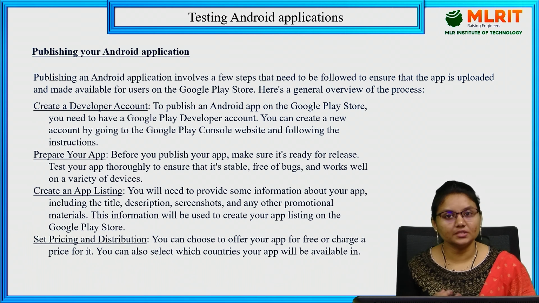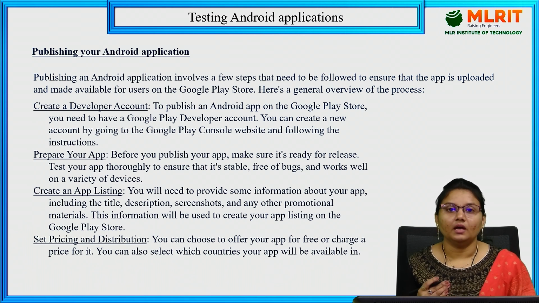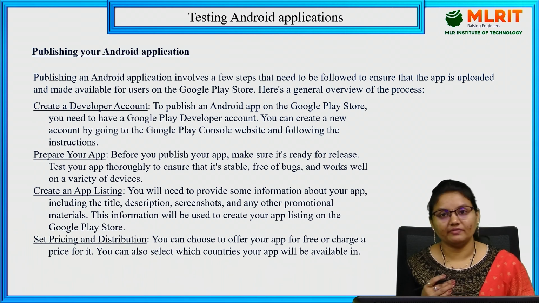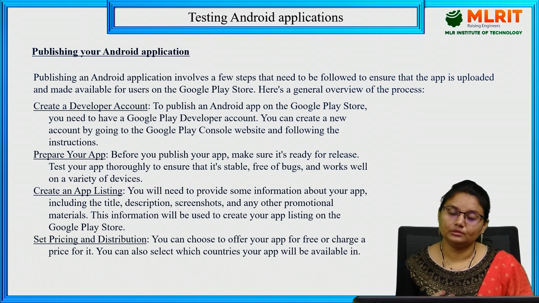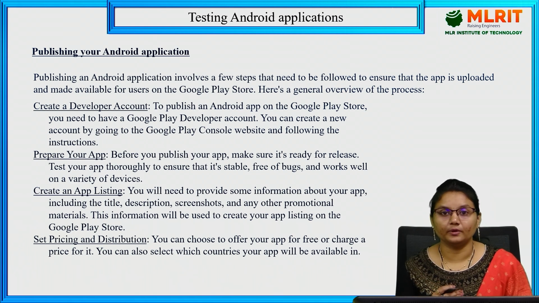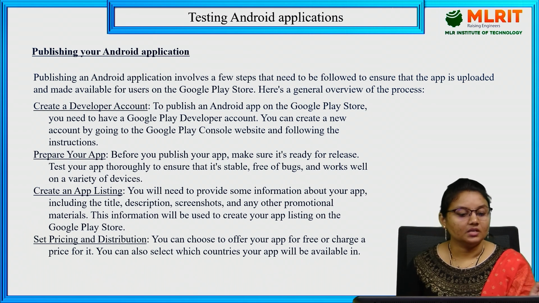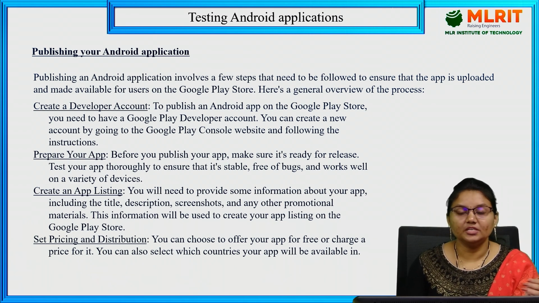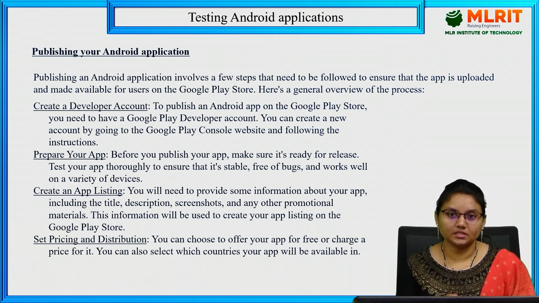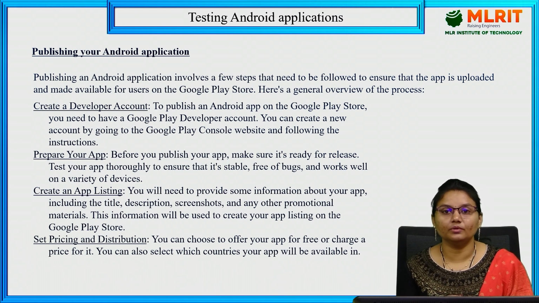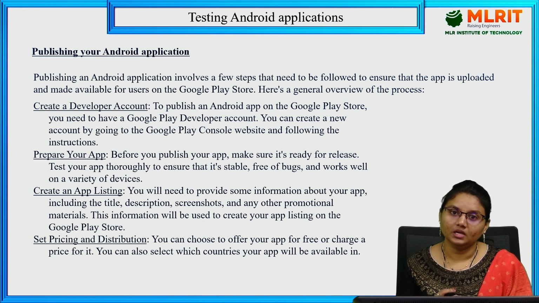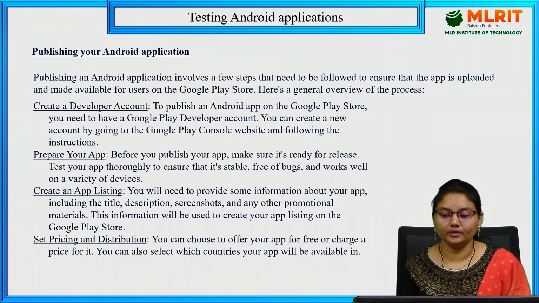Your application is ready, developing is done, and you know all the requirements. You have developed your application, testing is also done. Now it's time for deploying. Deploying is nothing but publishing your Android application. So these are the publishing steps. For publishing also, we need several steps, and every Android mobile phone has a Google Play Store where you can download multiple applications or the respective applications that you want to use.